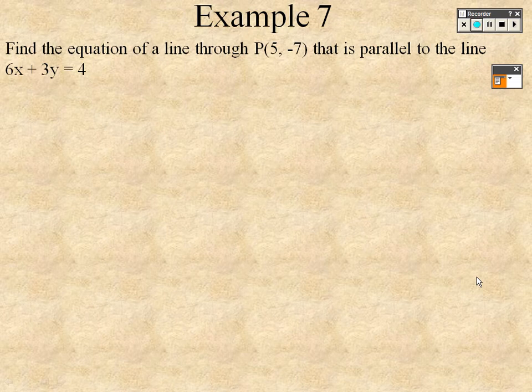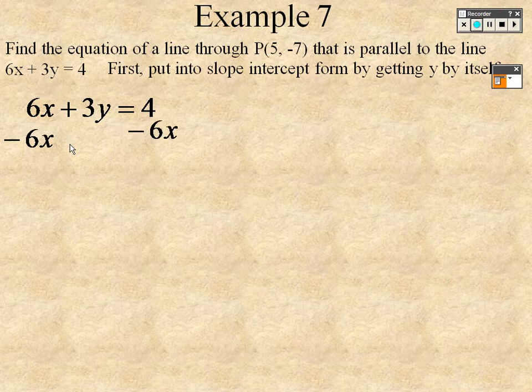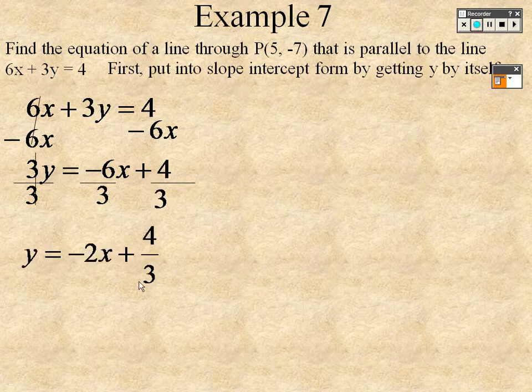So, continuing here in 2.4 on lines in trig, we have: find the equation of a line through this point that is also parallel to this. So basically, what we need to do first is put this into slope-intercept form. So, minus 6x on both sides, we get 3y equals negative 6x plus 4. I divide both sides by 3, and when I do that, I get y equals negative 2x plus 4/3.